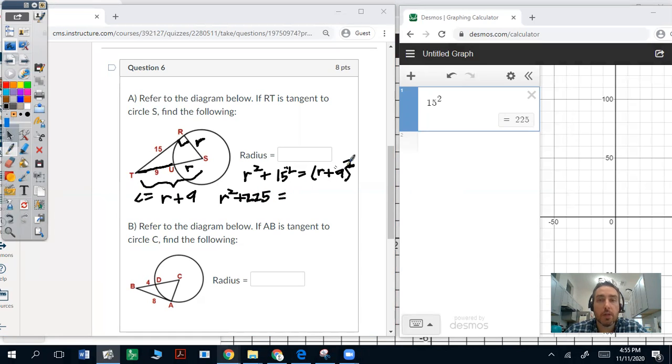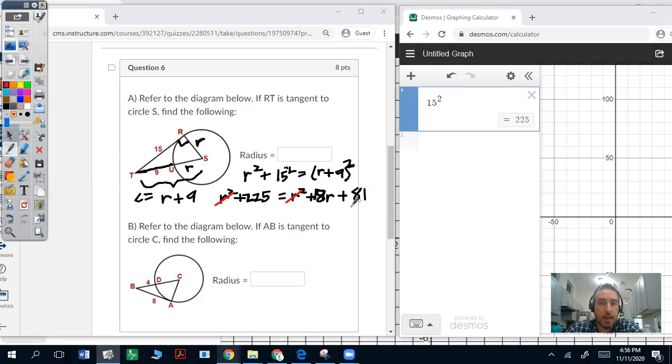Now, when I square R plus 9, it's going to be a trinomial. It's going to be R squared plus, and we double the 9R, and then 9 squared is 81. So the square root of 81 is 9. That should be 18, not 9. So 9R times 2 is 18R. And what you can notice on these is the R squares will cancel out.